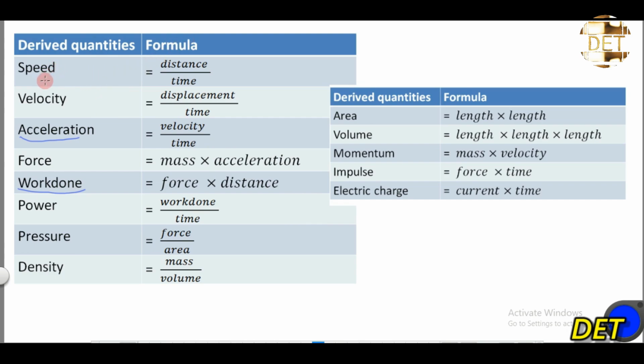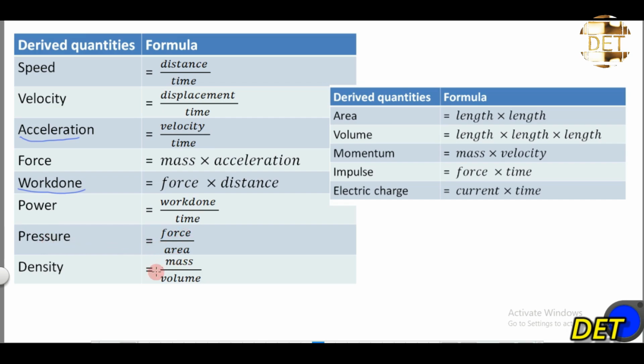We have something like speed. Speed is equal to distance all over time. We have velocity as a derived quantity and it is equal to displacement all over time. Acceleration is equal to velocity over time. Force is equal to mass times acceleration. Work done is equal to force times distance. Power is equal to work done all over time.